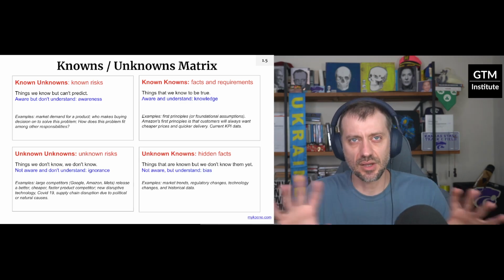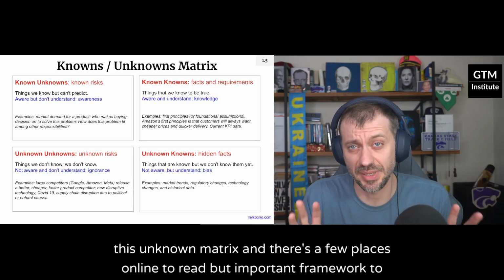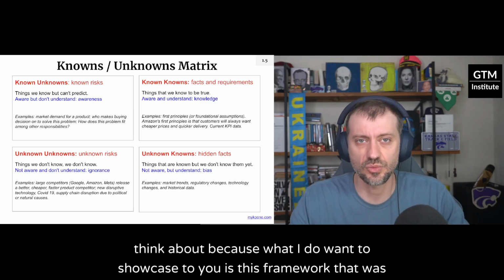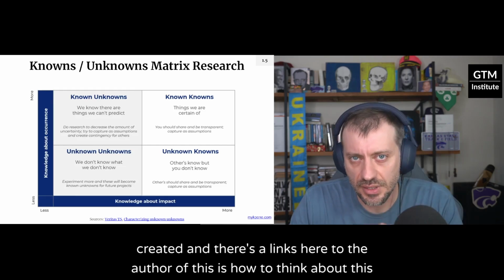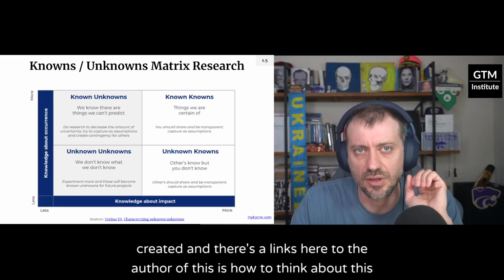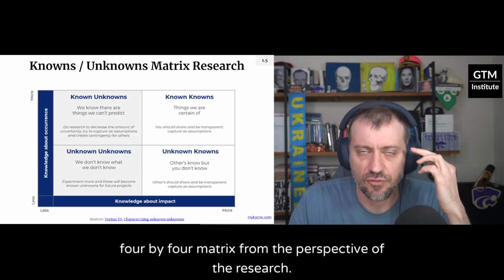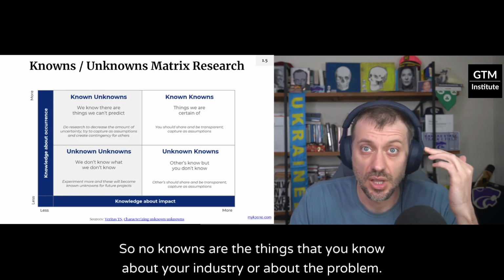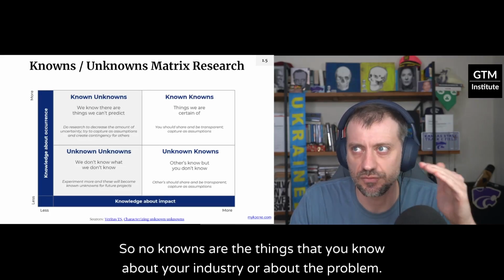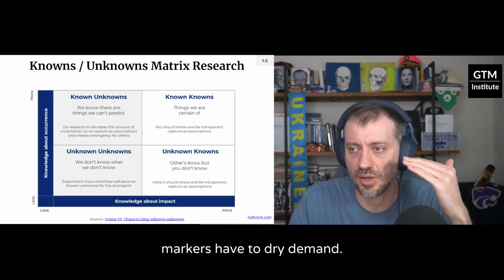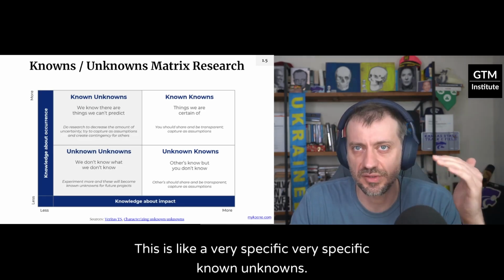So think about this known-unknown matrix. There are a few places online to read about it, but it's an important framework to think about. What I do want to showcase to you, and there are links here to the author of this, is how to think about this 2x2 matrix from the perspective of research. Known knowns are the things that you know about your industry or about the problem. For example, you may know that marketers have to drive demand. This is a very specific known known.